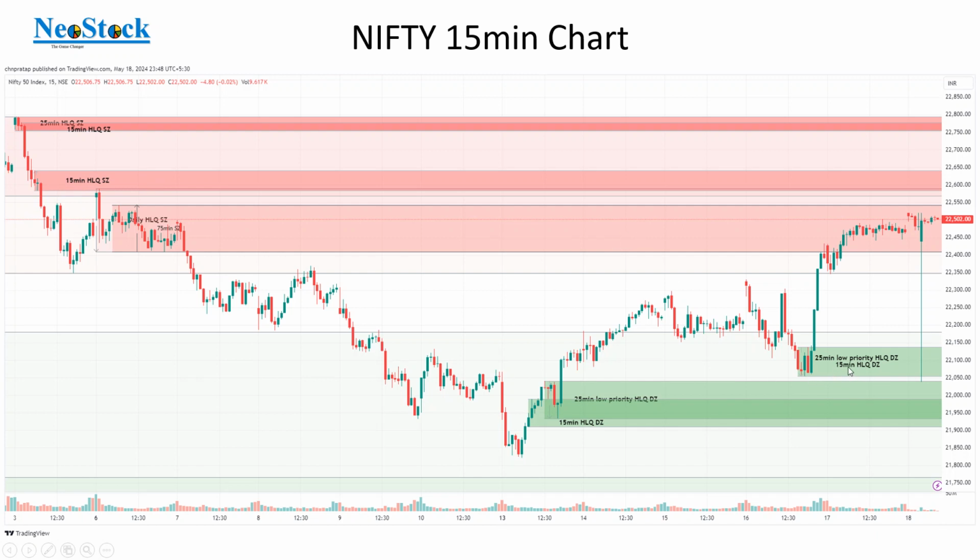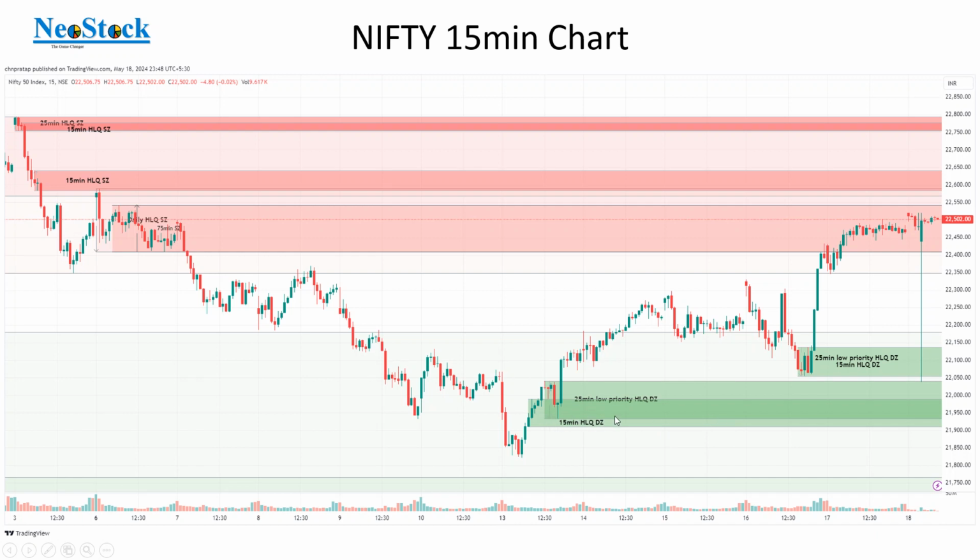And the same area is also a 15 minute supply zone. And see here we have a rally, 1, 2, 3, 4 base candles and a rally. This is a 15 minutes high liquidity supply zone having confluence with the 25 minute zone. At the distal line we have the confluence.